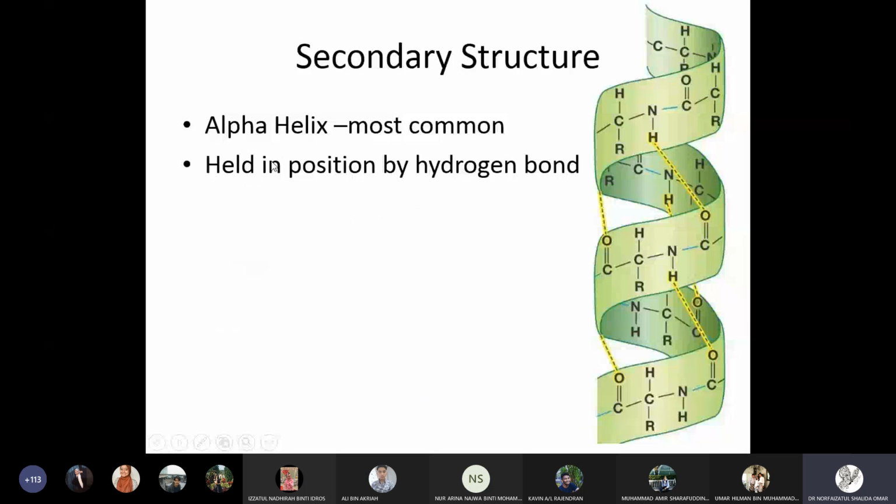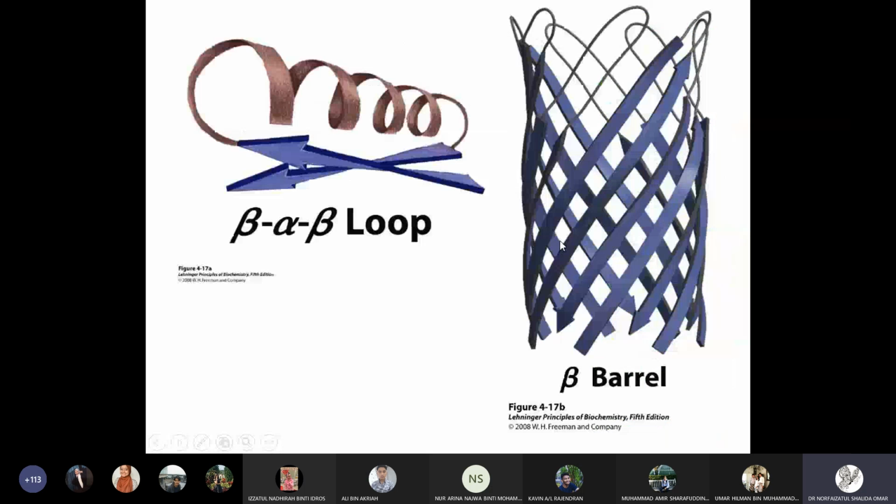So the alpha helix is the most common one. It is held together by the hydrogen bond. So this is the hydrogen bond. So this is the one that holds together the formation of the alpha helix. And this can also be complicated, but it's still considered a secondary structure because it only has this alpha and beta formation. Okay, so that's secondary.